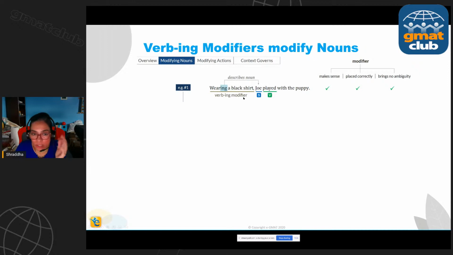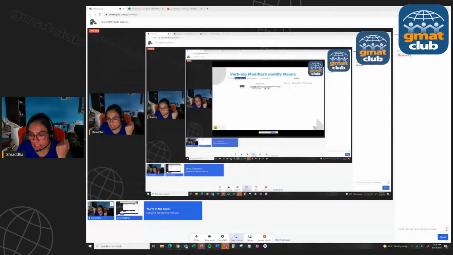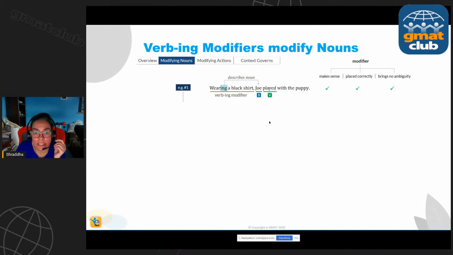So placement is absolutely fine. It is placed in the beginning of the sentence. Then we see it brings no ambiguity. Is there any ambiguity about who was wearing a black shirt in the sentence? Most definitely not. So this sentence is also absolutely unambiguous. It presents absolutely clear meaning.